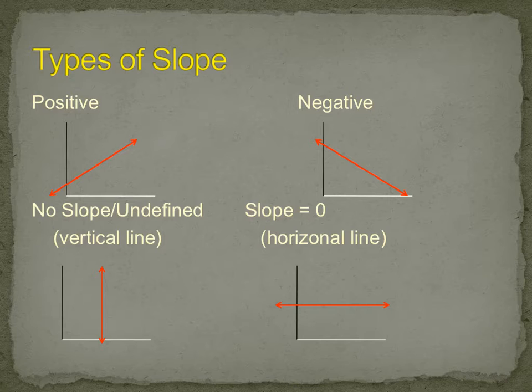So we're going to review this again, but a vertical line is an x equals a number equation. There would be no y in this equation. And a horizontal line is a y equals a number equation, and there would be no x in that equation.